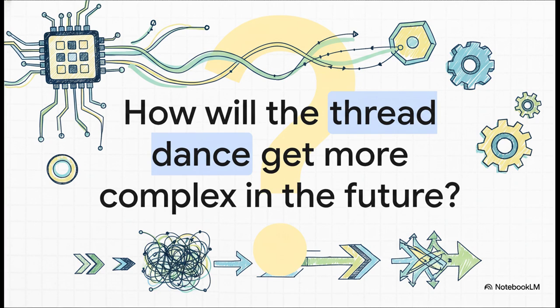And that leaves us with a pretty big question to think about. As our devices get more and more powerful, packing in more and more processor cores, this delicate dance of managing hundreds or even thousands of threads is only going to get more complex. So how are we going to manage that ever-growing team of digital waiters to get even better performance in the future? It's definitely something to think about.